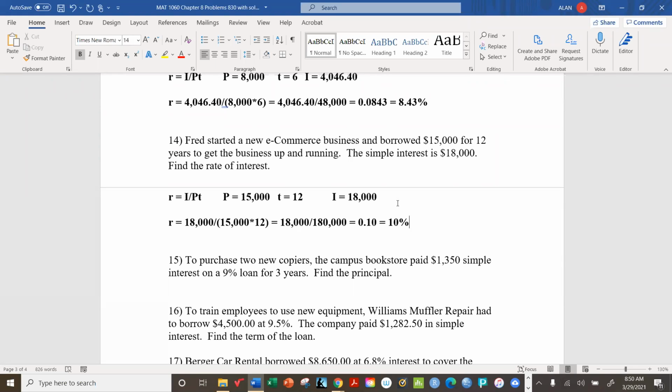Okay, so 12 times 15,000 is in fact 180,000. So again, on your calculator, if you want to use it like this here, when you go from left to right, you do have to use these parentheses. If you do simplify it in advance, well then you're just taking the 18,000 and dividing by 180,000.